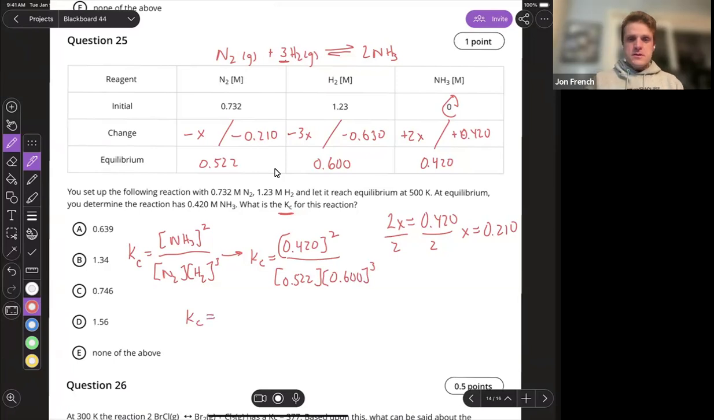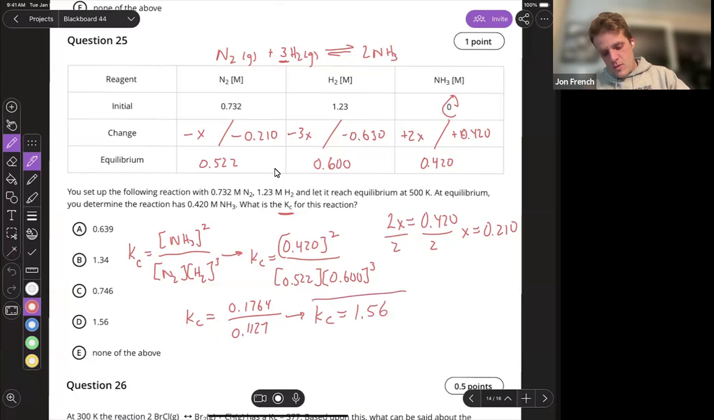All right, Kc equals, so 0.42 squared, 0.1764, over 0.6 cubed times 0.522. I get 0.1127. Divide those two, and then there's our equilibrium constant. So divide that, and I get something like 1.56.